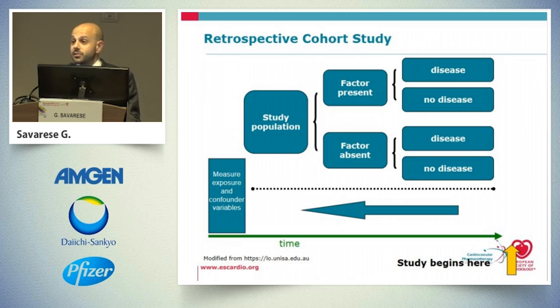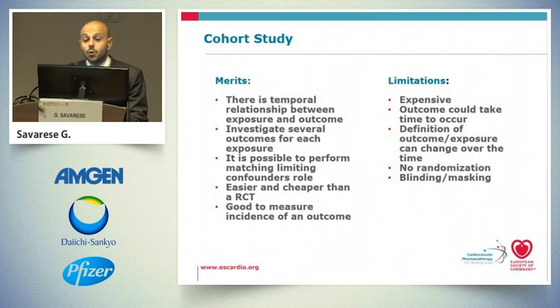Even if we start the study today, for example, we consider baseline characteristics of patients 10 years ago, and according to those baseline characteristics, we divide the population in patients with and without the exposure, and then we check if from 10 years ago to today, these patients developed or not the disease, or there was an outcome. So also a cohort study has merits and limitations.